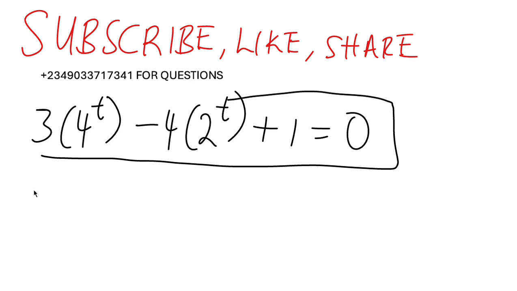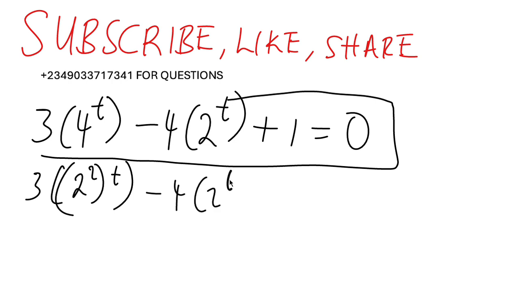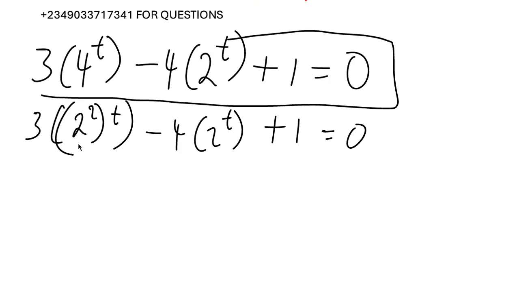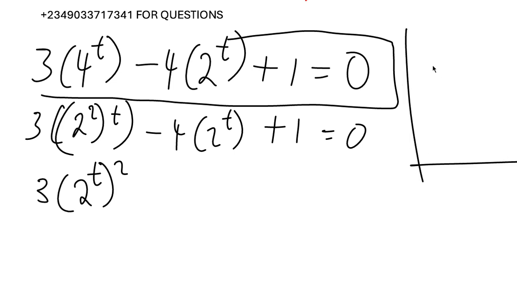So we could write 4 as 2 squared, right? So we could write 3 into 2 to the power 2 then to the power t, right? Negative 4 into 2 to the power t plus 1 equal to 0. You get? So using the power law, we could rewrite this as 3 into 2 to the power t all squared. I hope you're not confused. This is 2 squared to the power t.